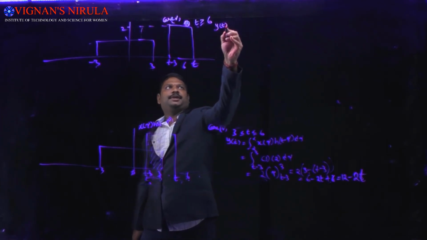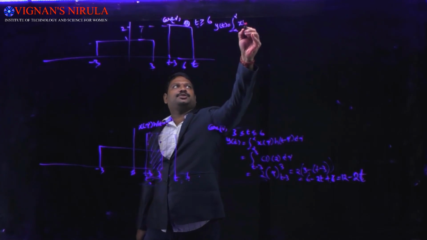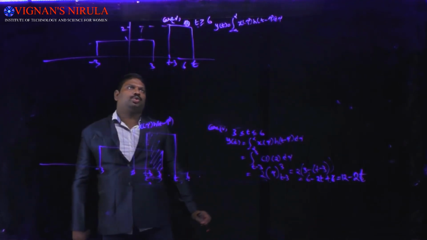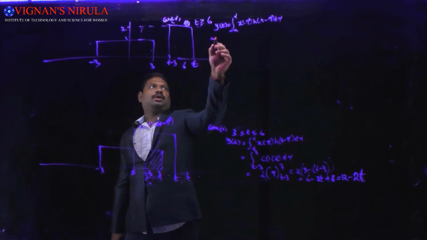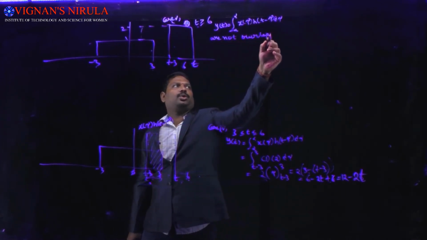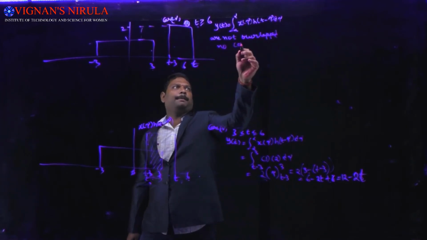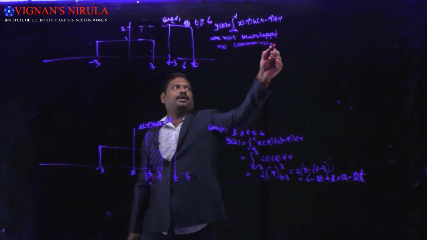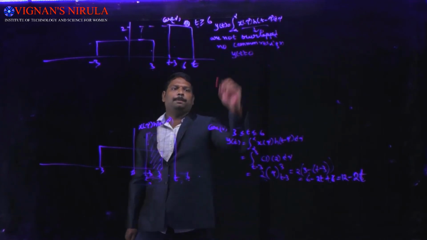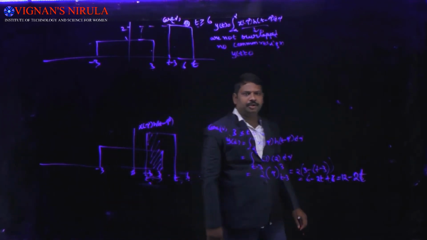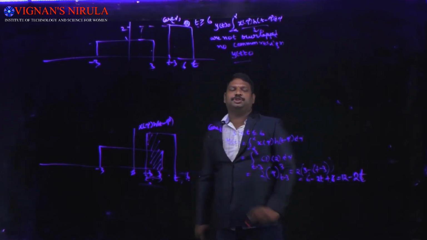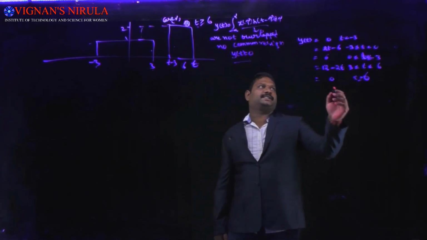Therefore, our y of t is equal to integral from minus infinity to infinity of x of tau, h of t minus tau, d tau. We'll observe that the two graphs are not overlapped. Therefore, no common region. Therefore, product will be 0. Therefore, our y of t will be equal to 0 in this case. We have observed the 6 cases of this particular one.